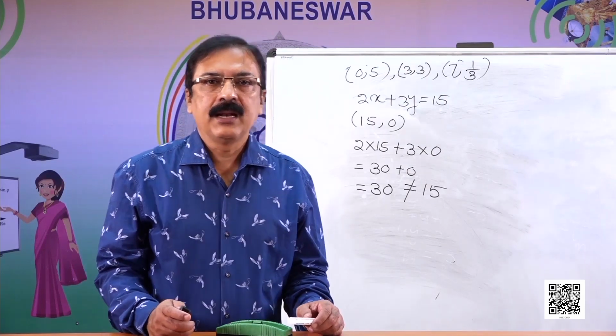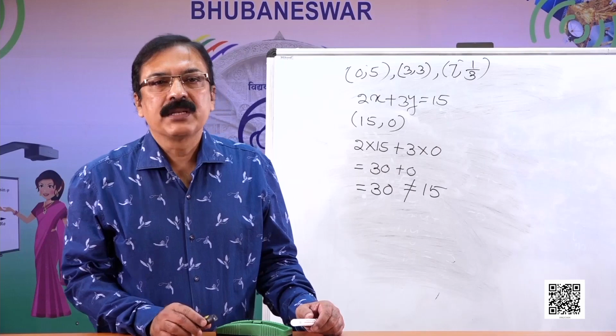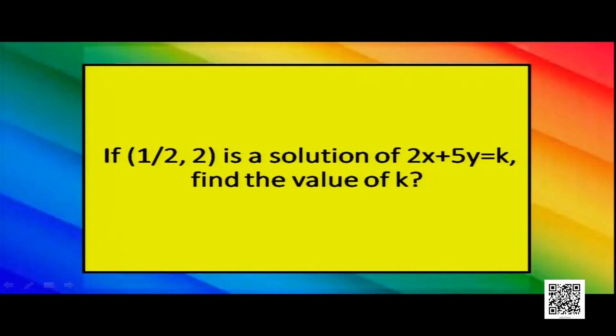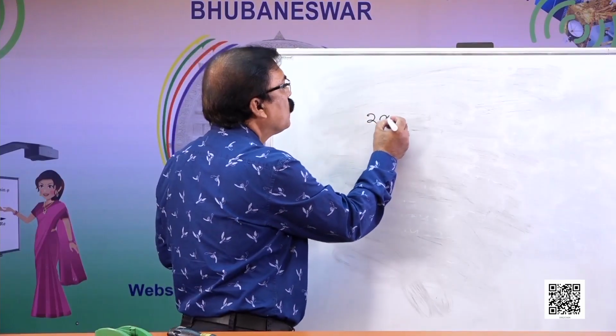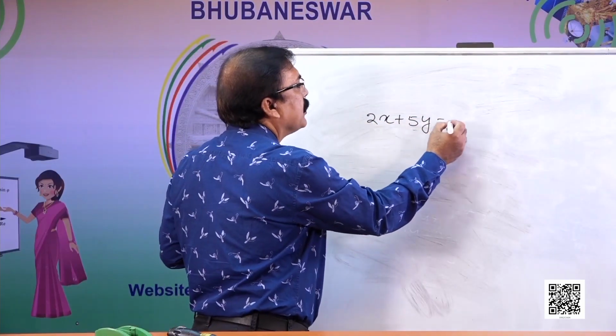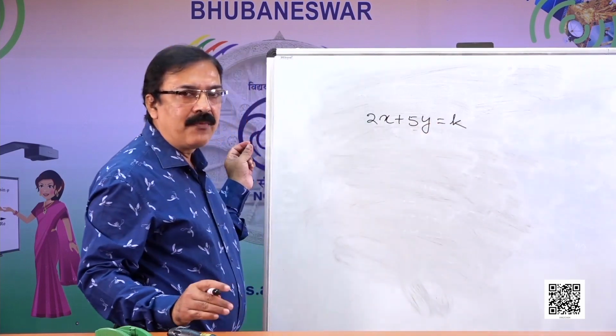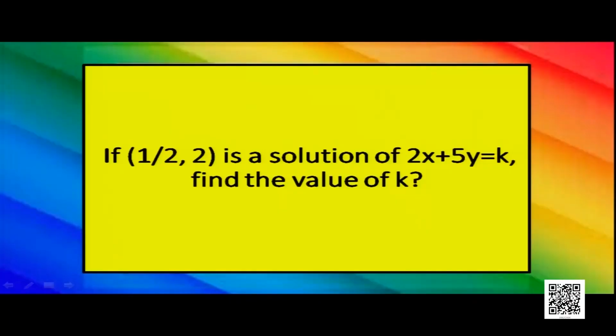Okay? Then the next question is, if the ordered pair 1 by 2, 2 is a solution of 2x plus 5y is equal to k, find the value of k. Here a condition is given. The equation is not complete, but the solution is given. We have to find the unknown coefficient, that is k. So the equation is 2x plus 5y is equal to k.